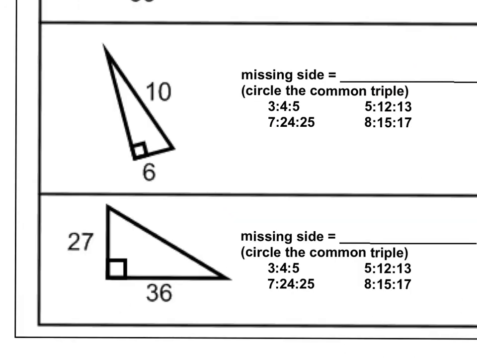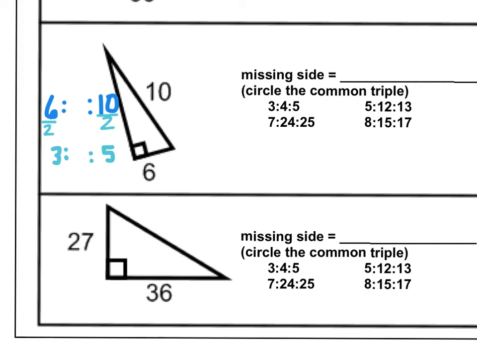We have a leg of 6, a missing leg, and a hypotenuse of 10. Now, check for divisibility. Both of these numbers can be divided by 2. The reason that we're doing that is so we can see if this will simplify to one of our triples. So we have a 3, blank, 5.